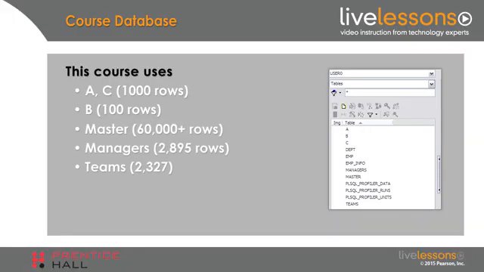The masters, managers, and teams we will use throughout the rest of the lessons. This is a public domain database. Easy to install. I've had to enhance the master table with additional rows as computers have gotten faster to keep the SQL that we're going to work with in this course broken, and being able to tune it and show results with the techniques that I'm going to discuss.